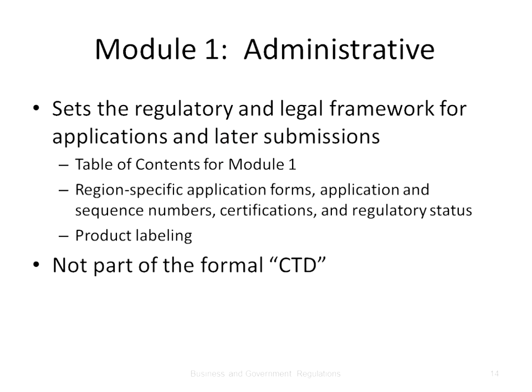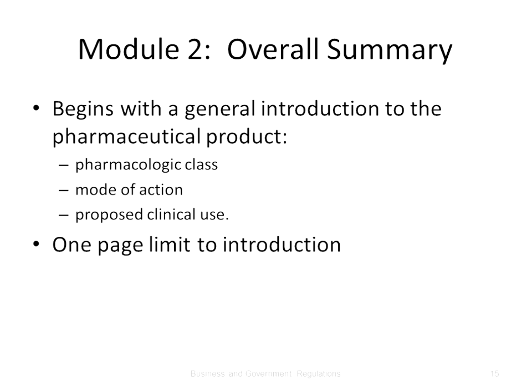So Module 1, administrative, sets the regulatory and legal framework. So it has the table of contents for Module 1. This is not part of the formal CTD, okay? Because the CTD has more specific information. Okay, so Module 2 is the overall summary. Overall summary of all the three things, right? Quality, non-clinical, and clinical.